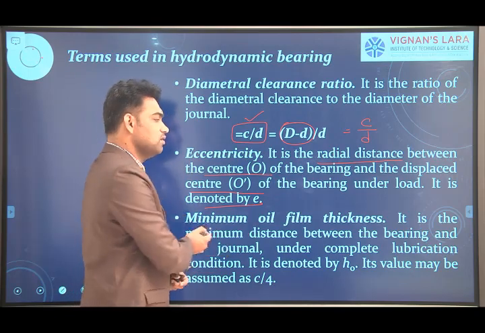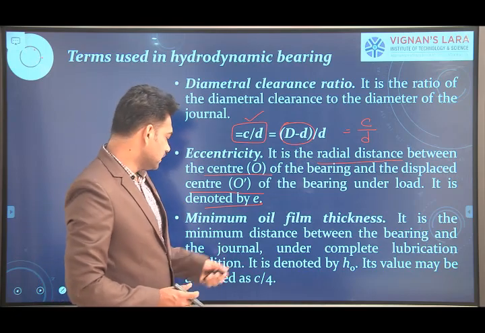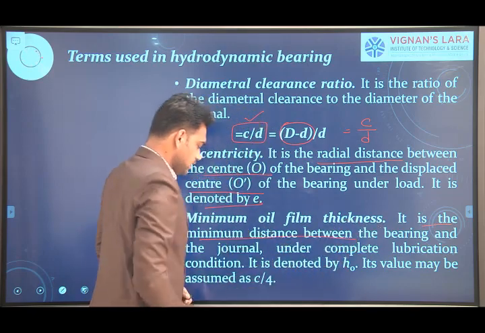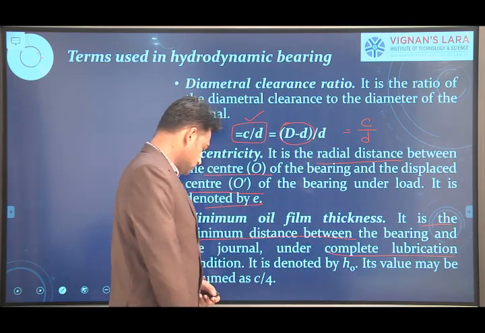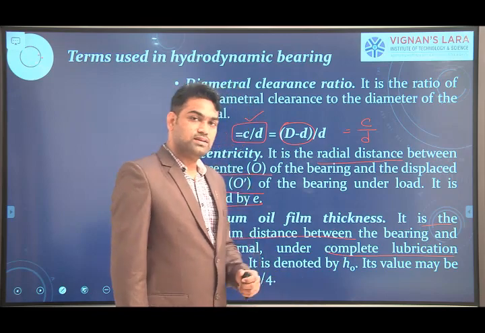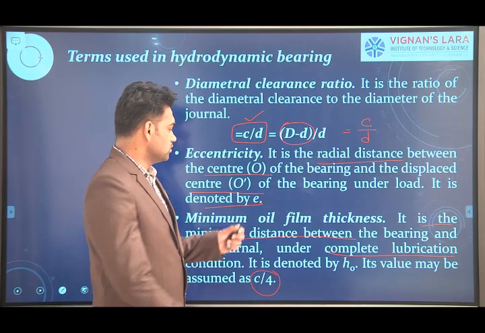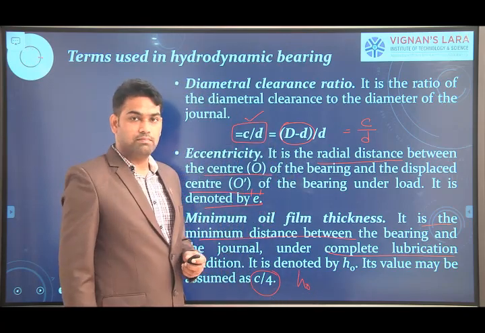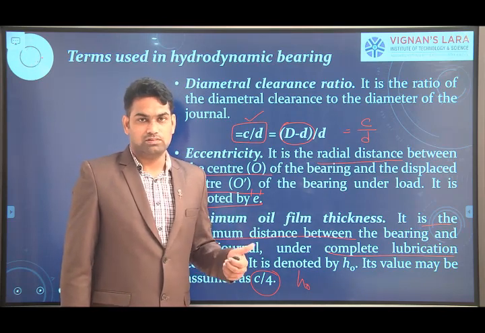And again the minimum oil film thickness. It is the minimum thickness of oil film observed along the line of action, a minimum distance between the journal and bearing surface under the complete lubrication condition. It is denoted by H0, and this can be taken as C by 4. So H0 can be taken as C by 4. Clear? So one is the diametral clearance ratio, C by D.